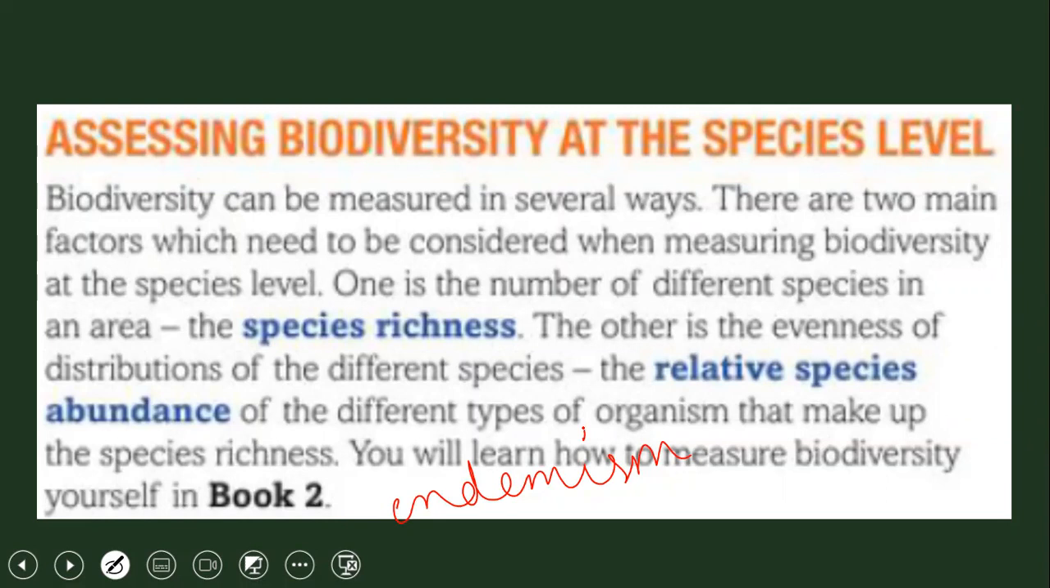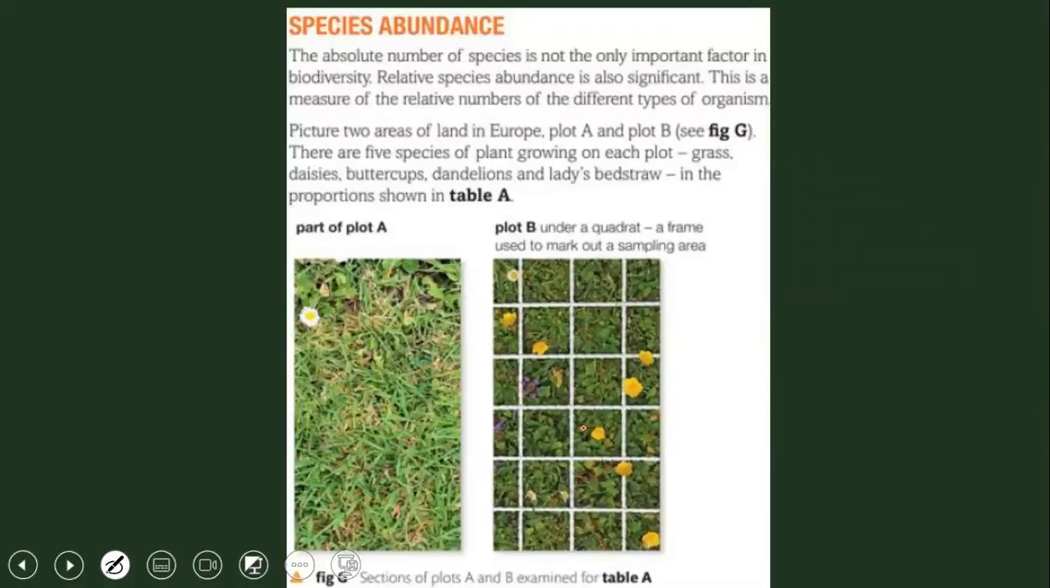Now, another way of measuring biodiversity is by calculating species abundance, right? The absolute number of species is not the only important factor in biodiversity. Relative species abundance is also significant. Now, I'm not going into details of relative species abundance. We're just discussing the quadrant method over here. There are other methods as well, but we are going to do that in our unit.